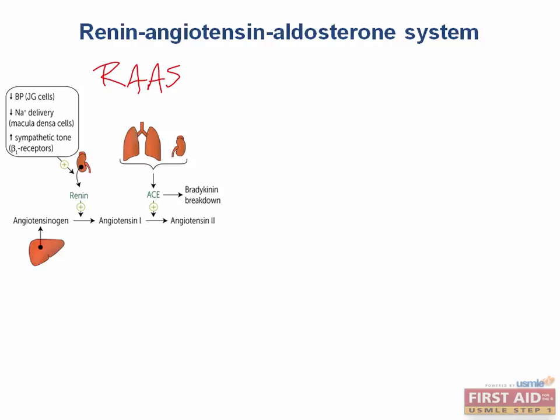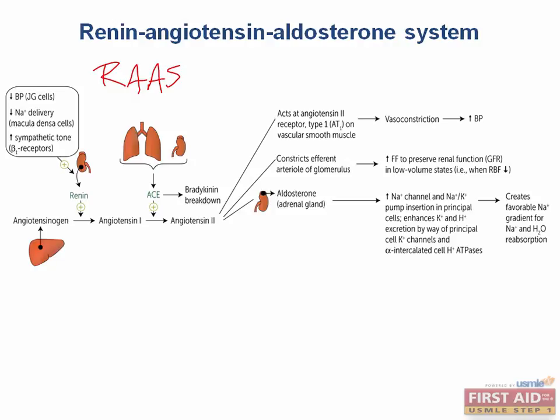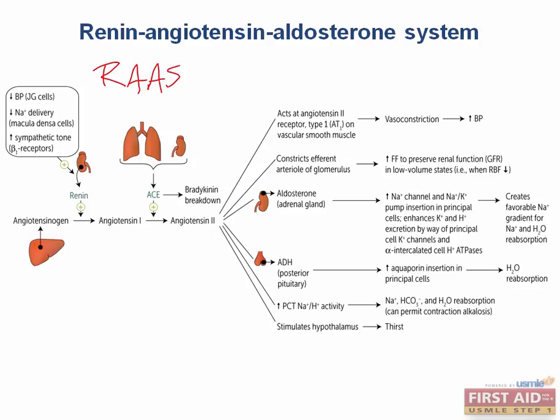Now, renin is an enzyme which converts angiotensinogen produced by the liver into angiotensin 1. Angiotensin 1 is then converted into angiotensin 2 by ACE in the lungs. Angiotensin 2 has a number of effects to increase blood pressure. It stimulates general vasoconstriction as well as constriction of the efferent arteriole in order to maintain the GFR. It stimulates the release of aldosterone from the adrenal gland, which goes on to stimulate the reabsorption of sodium and therefore water in the collecting tubules.